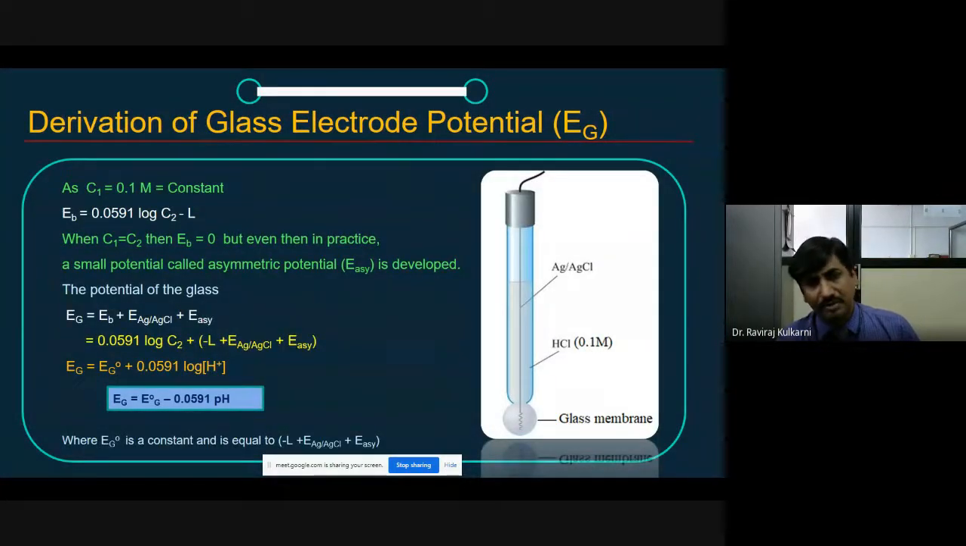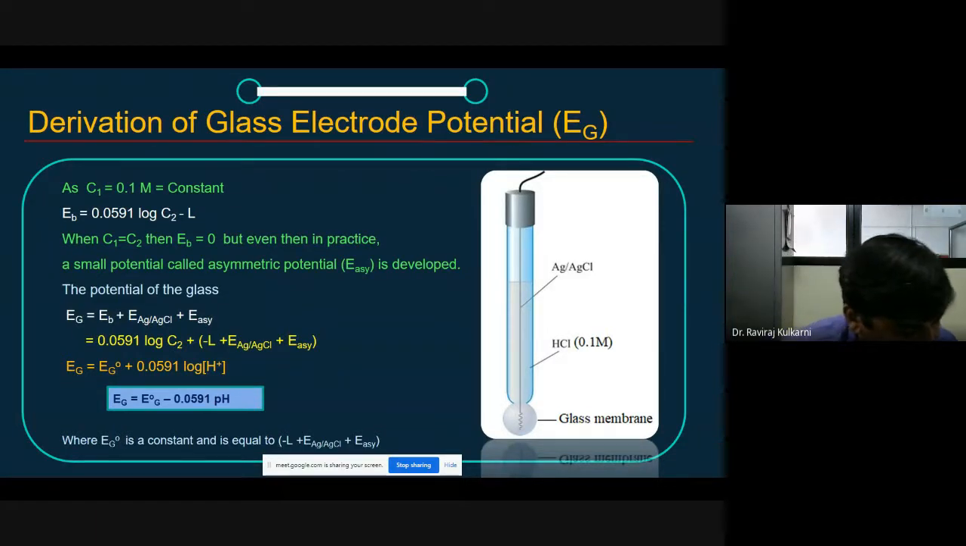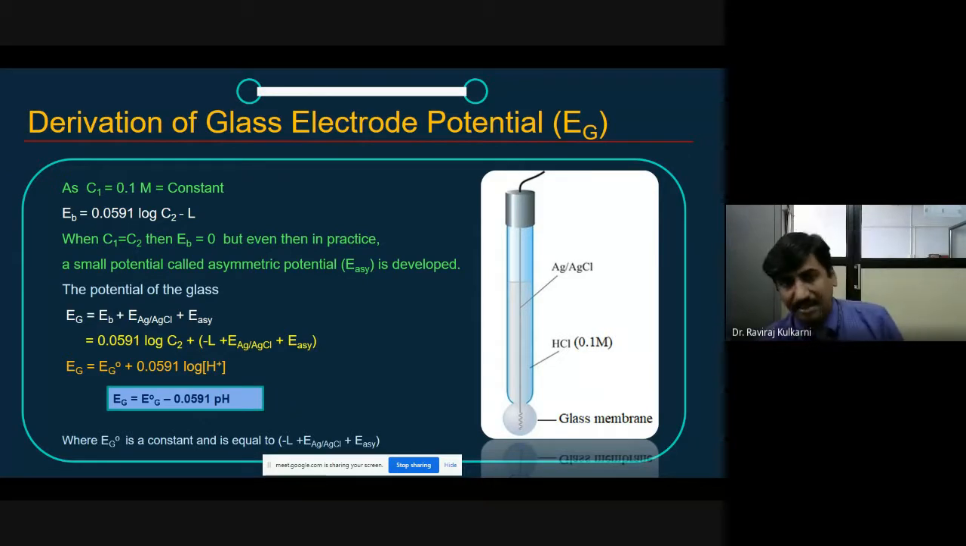I'll discuss all of this in the next class because the time is already over. Please log into the next class. I'll discuss the derivation of the Nernst equation for the glass electrode potential. It takes time, so I'll derive it first. If I show it directly in the PPT, you won't understand. I'll derive it in Paint with the brush. Please give your attendance, your name and roll number, in the chat box.